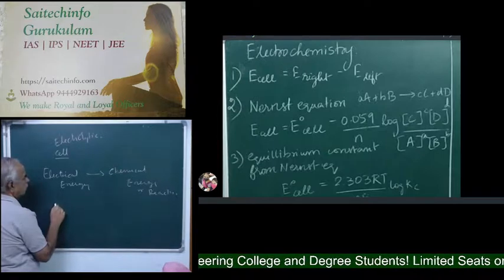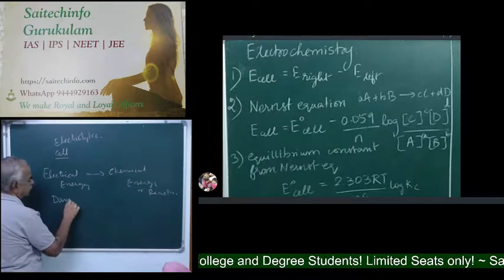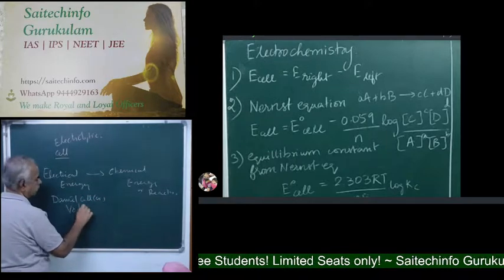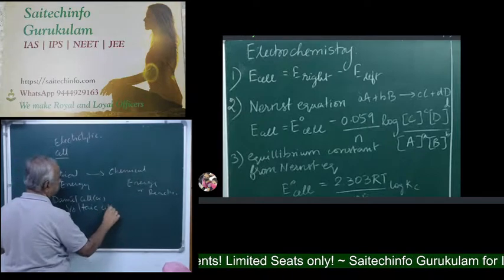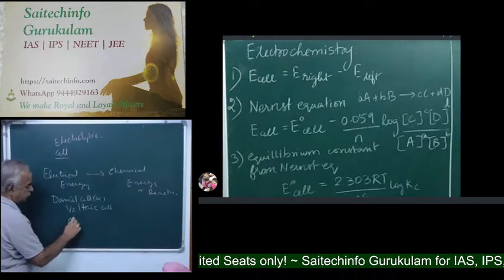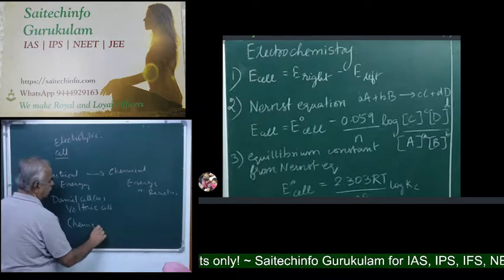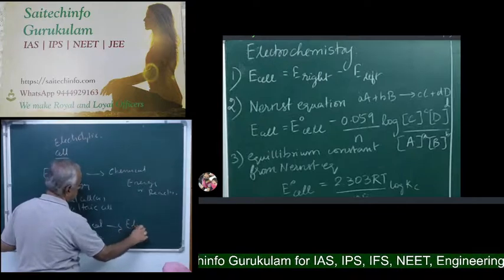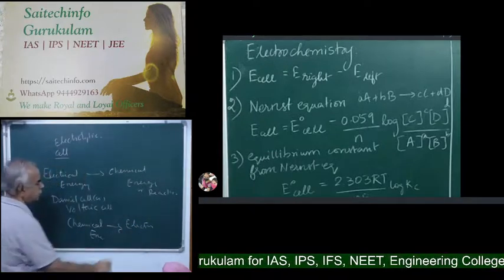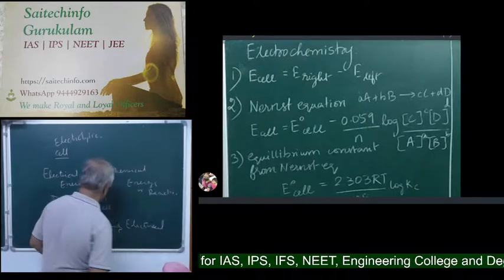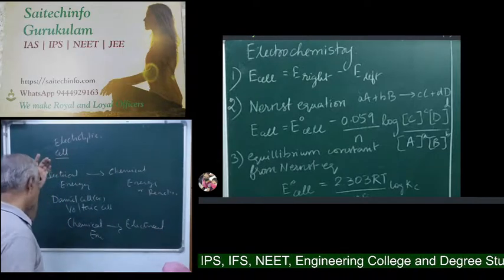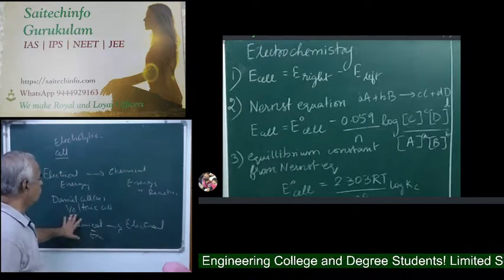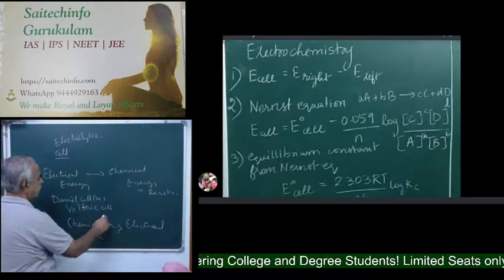For instance, we call it Daniell cell or voltaic cell. In this case, chemical energy is converted into electrical energy. That is, the current is obtained from what? The chemical energy. The best example is the Daniell cell. You can call it Daniell cell or voltaic cell, or it can also be called galvanic cell.